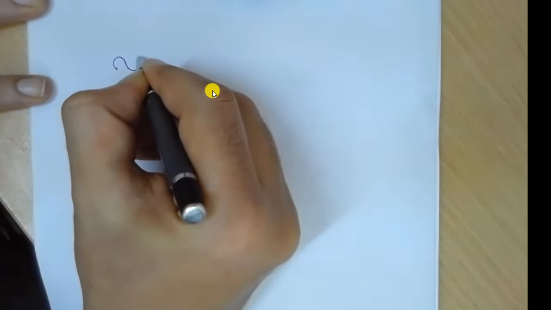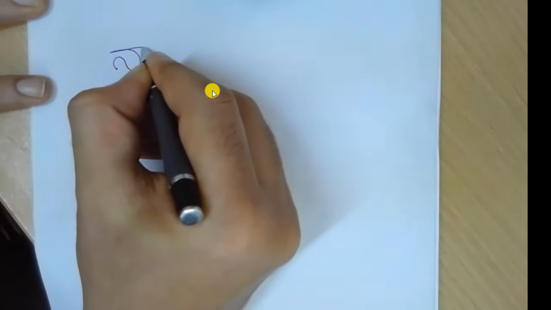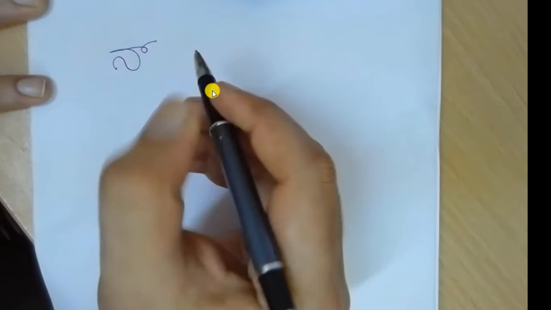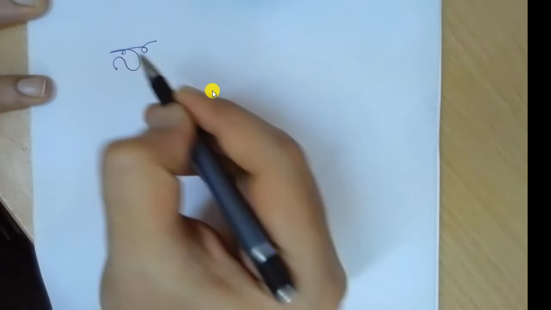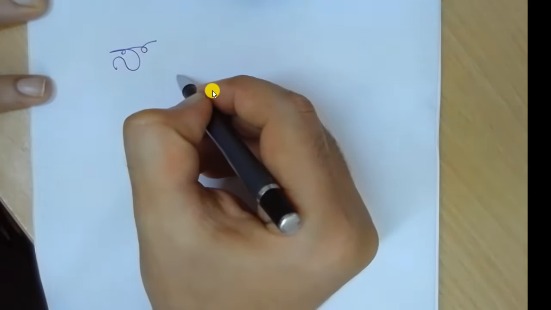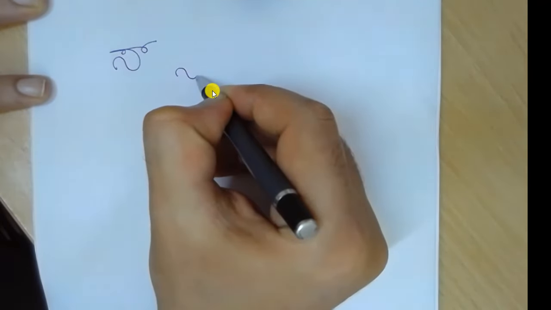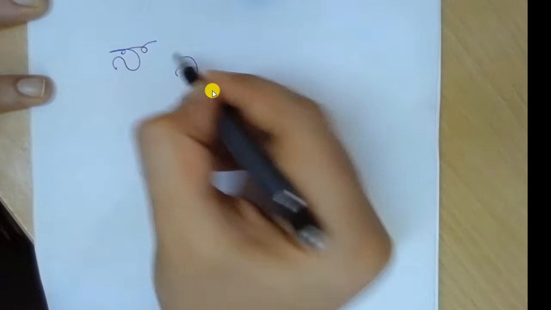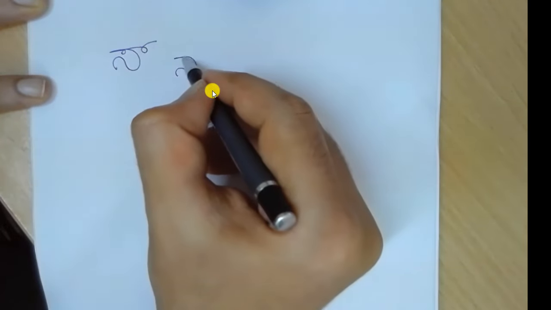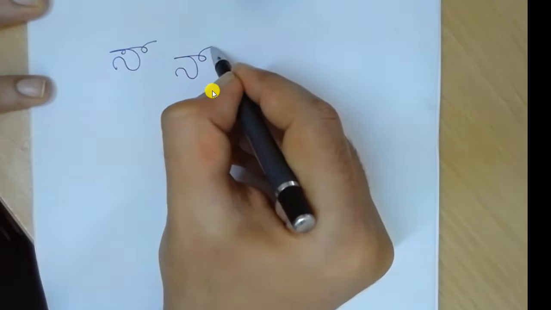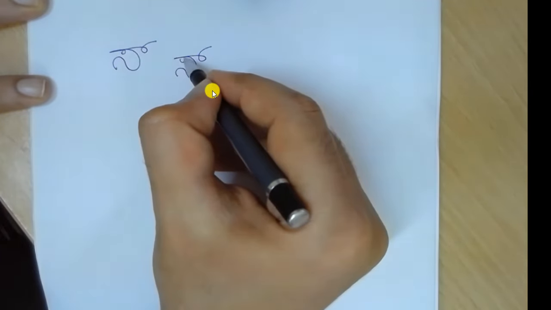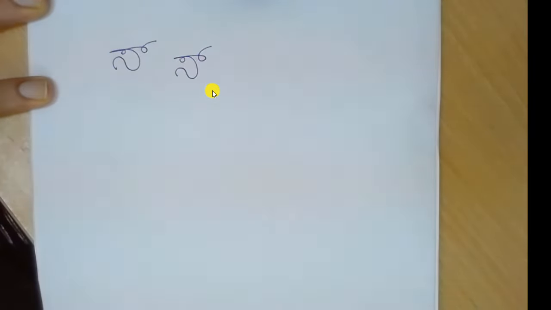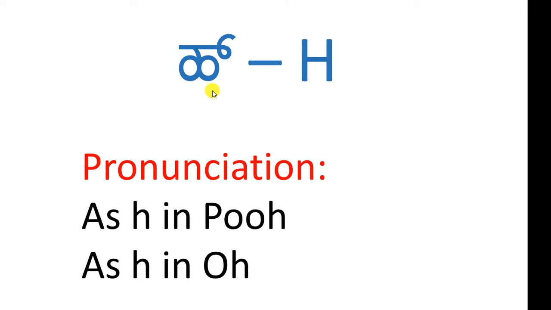Once again, and that is how you write s. Okay, s. The next root consonant is h.